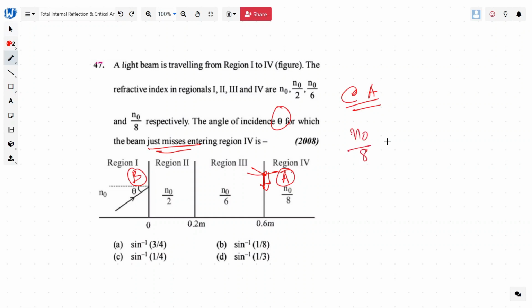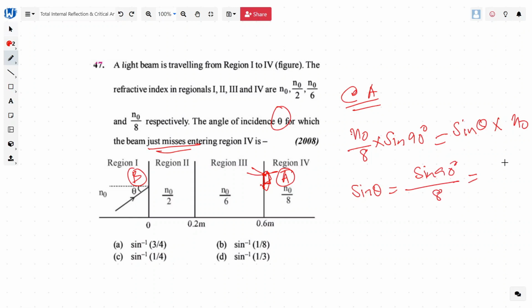n naught by 8 into sine 90, and we'll write another part over here. Simply put, sine theta into n naught. And we need to find sine theta. Sine theta will be, n naught will cancel, simply sine 90 by 8, that's going to be 1 by 8. So theta will be sine inverse 1 by 8, and that should be our answer here.